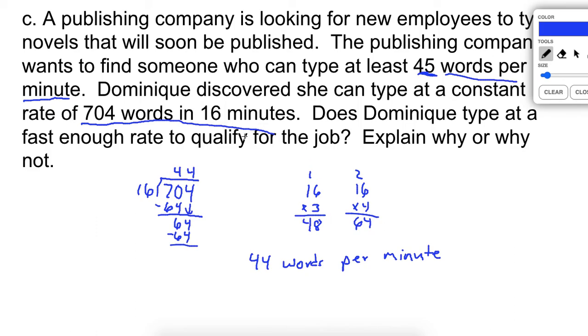Okay? So again, words per minute means, if they want us to calculate the words per minute, we take the words divided by the number of minutes to calculate our words per minute.